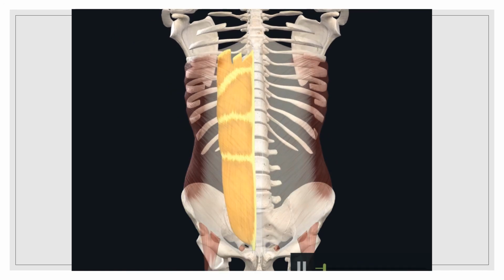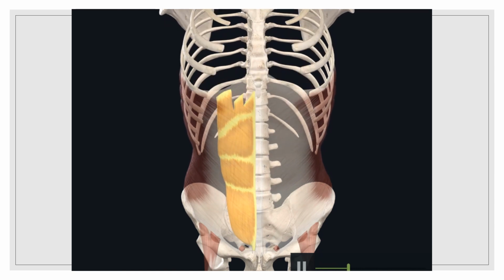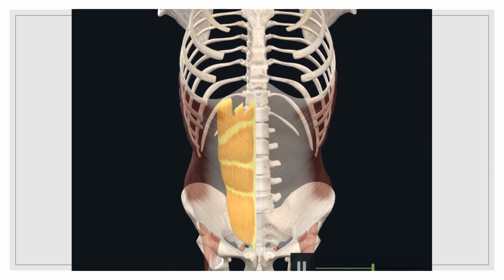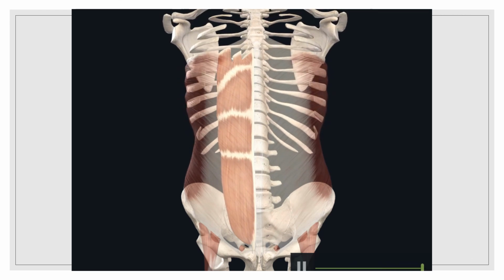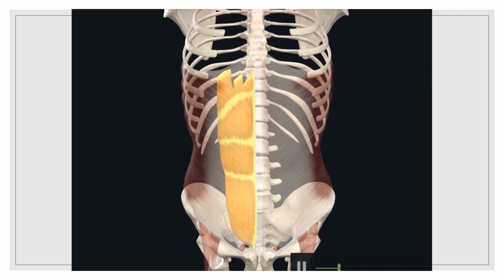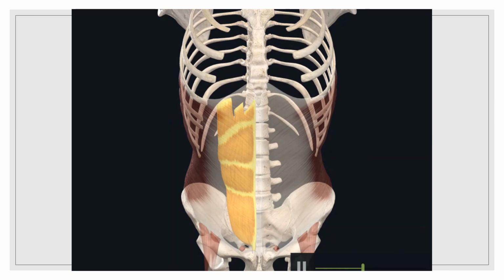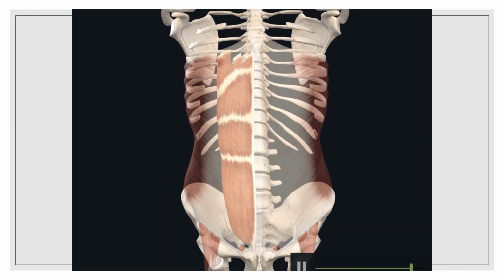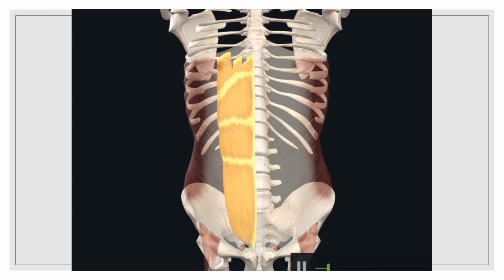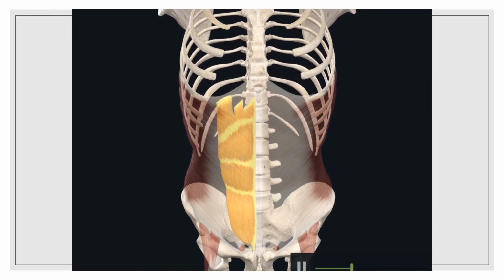All of the muscles that we're talking about are going to compress the abdominal wall. Here we have just the rectus abdominis highlighted, but you can see the other muscles that are involved as well. So again, this flexion or compression of the abdomen is like doing a sit-up, that motion.